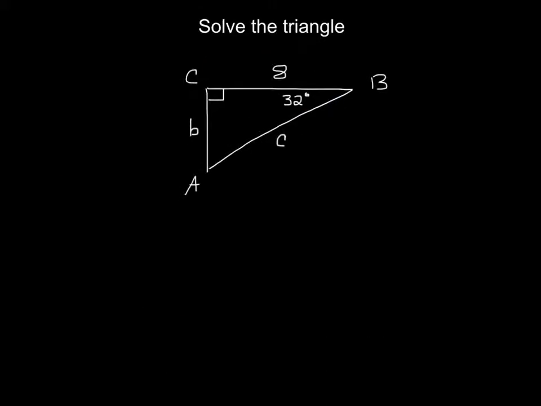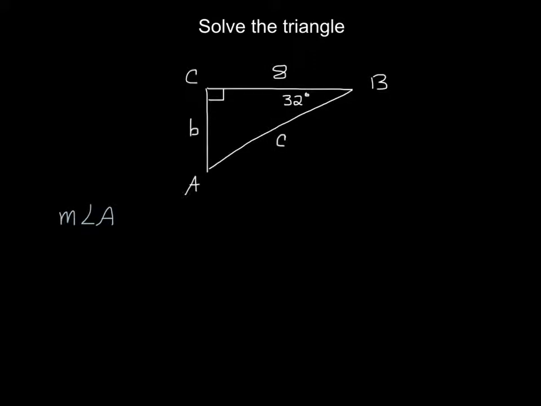Solve the triangle. When I tell you to solve a triangle, what that means is find every single piece of missing information. Every single one. In this triangle, we have been given 3 pieces of information. This is 90 degrees, this is 32 degrees, this side length is 8. So there are 3 things we need to figure out. The easiest one to figure out first is the measure of angle A.